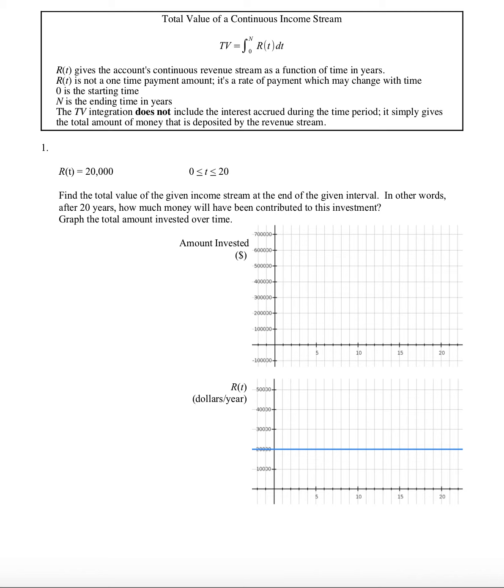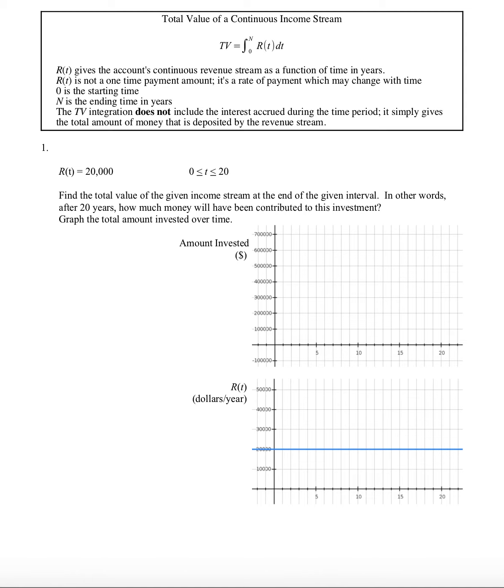Here we'll find the total value of a continuous income stream. R of t is a rate, which gives the account's continuous revenue stream as a function of time in years. Typical units for this would be dollars per year, for example. And R of t is not a one-time payment. It's a rate of payment which can change with time.